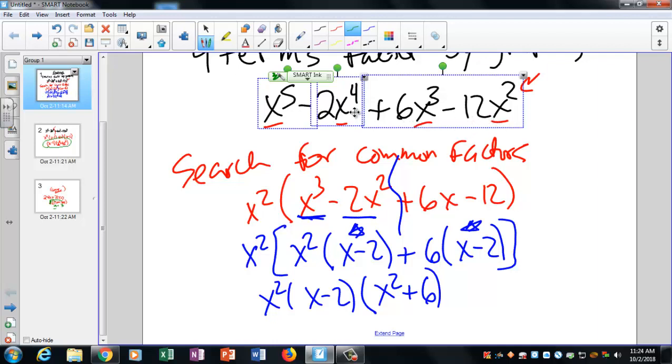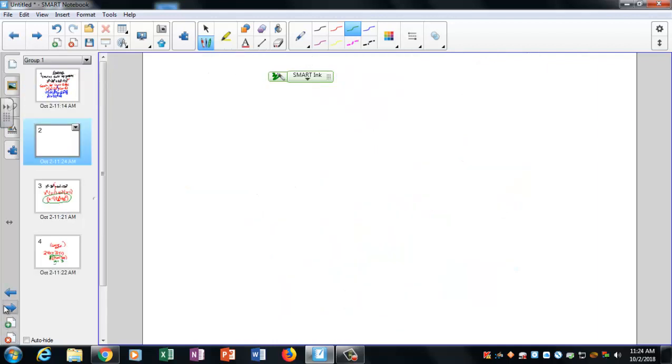How do you know when to do it? It's if there is something common to all 4 pieces. It's not like, oh, if I see an x, I have to do this. It's only if it's common to all 4 pieces that you have to do that. Okay? Now, the other problem is another one that you would not have seen before.